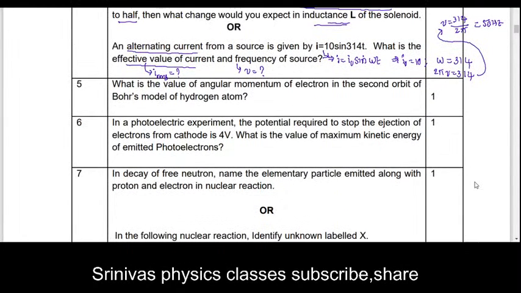The fifth question is: what is the value of angular momentum of the electron in the second orbit? According to Bohr's second postulate, angular momentum is an integral multiple of h by 2 pi, L equal to nh by 2 pi. L is the angular momentum. You know that formula, mvr is equal to nh by 2 pi, where n is the orbit number. This is the formula for the angular momentum. Any data missing?